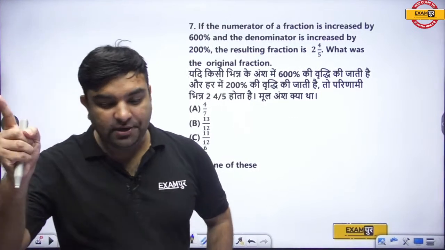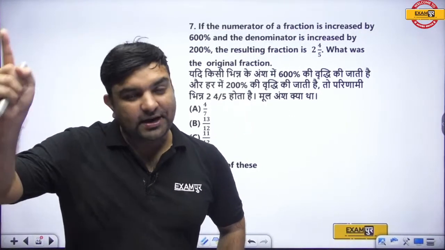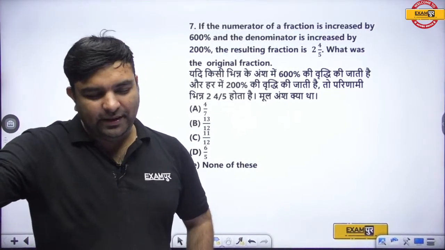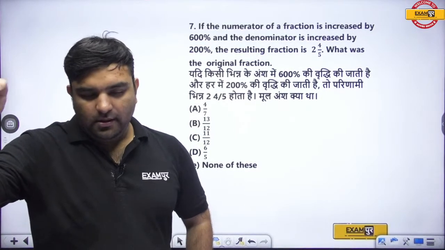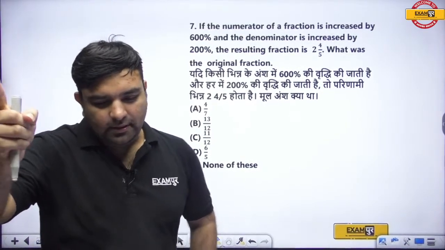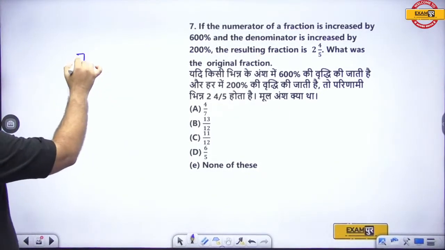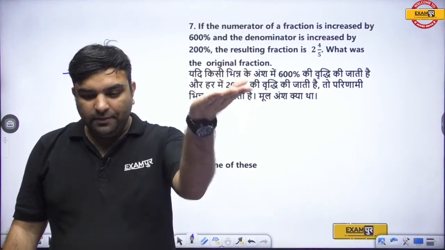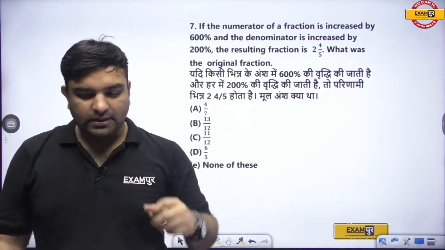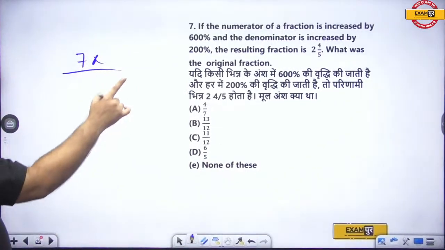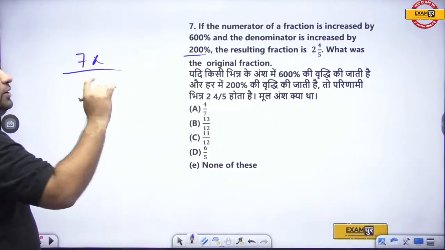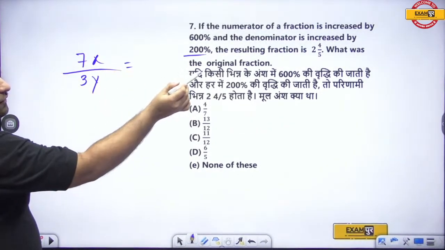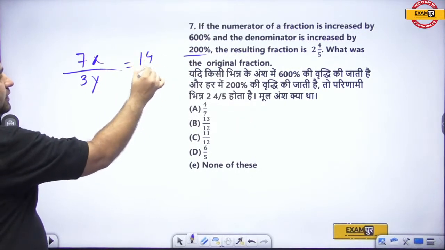Numerator increased by 600%. 600% means becoming 7 times. An increment of 600% means becoming 7 times. I just told you. And the denominator increases by 200%. 200% increment means becoming 3 times. 5 2 is 10 plus 4, 14 by 5.